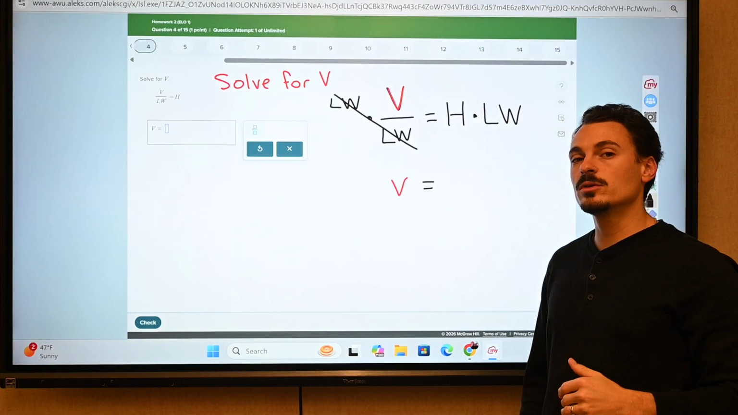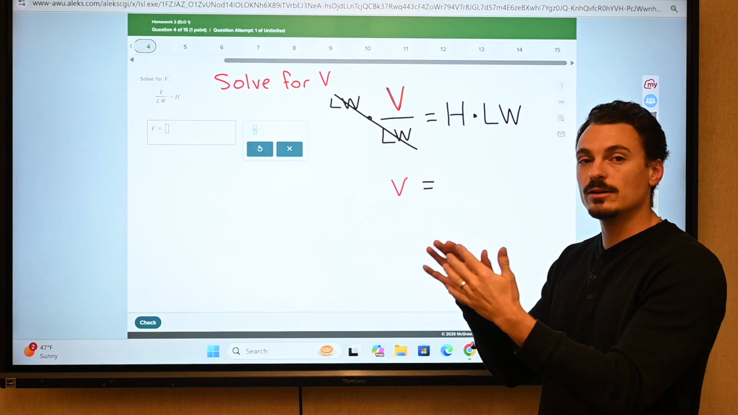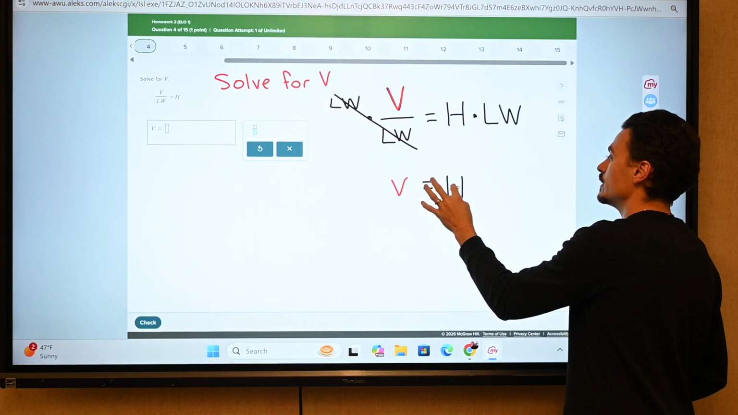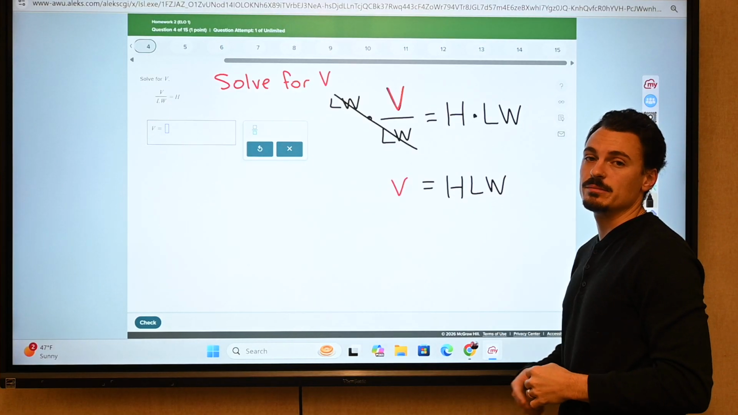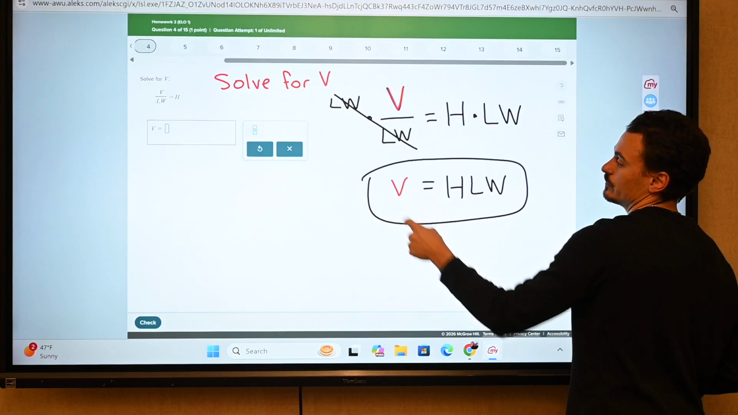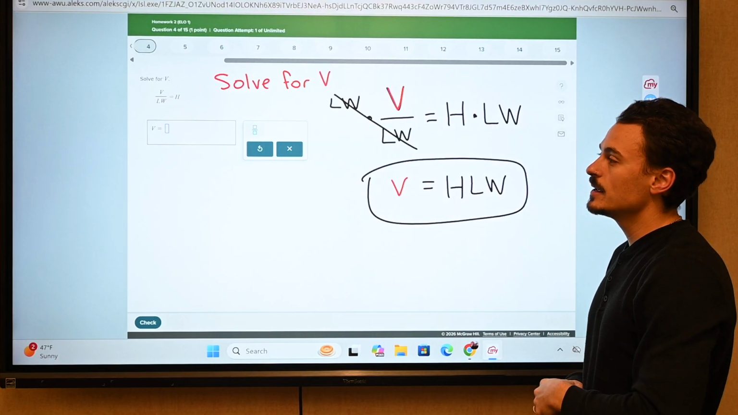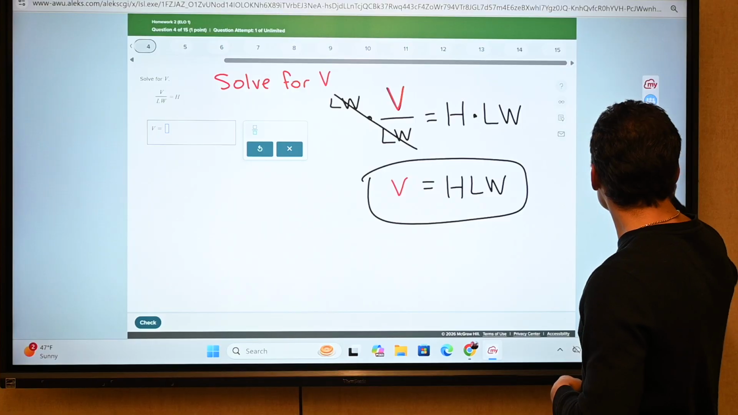Now, whenever you multiply letters, they just sit right next to each other. That's h, L, W. This implies multiplication in math. Now, number 5.